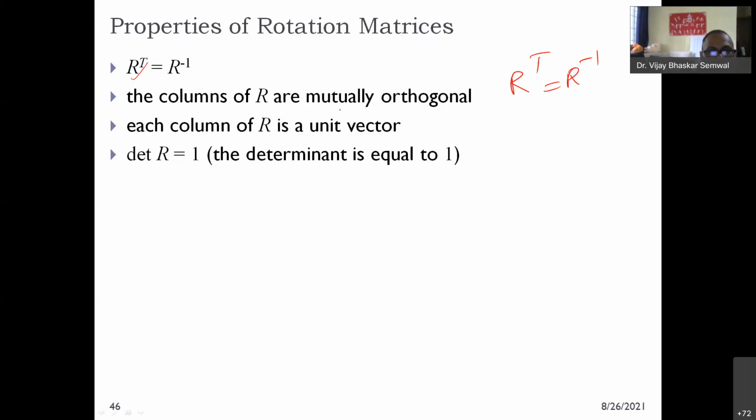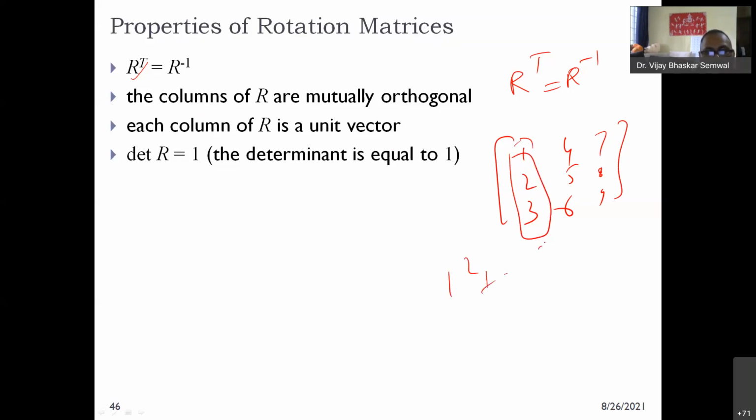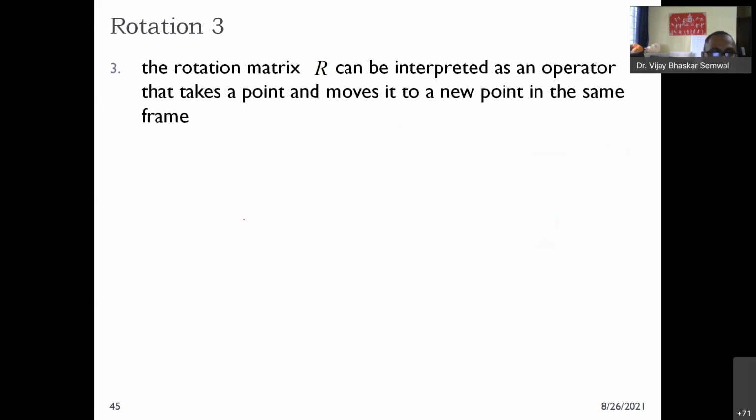The columns of R are mutually orthogonal. That means all nine elements are mutually orthogonal. So if you take the terms in an orthogonal matrix, each column of R is a unit vector. The sum of squares, 1 square plus 2 square plus 3 square, should be 1, and the determinant is 1. That is the property of the rotation matrix. Okay.